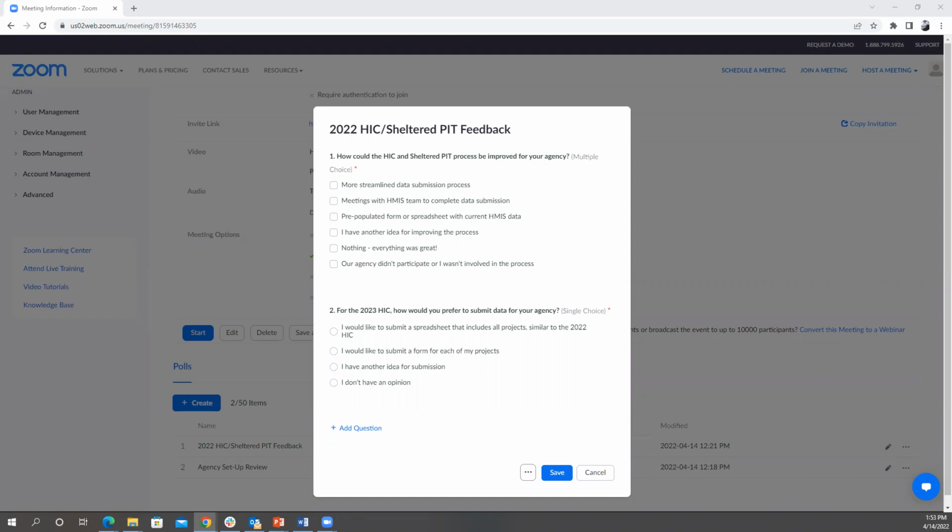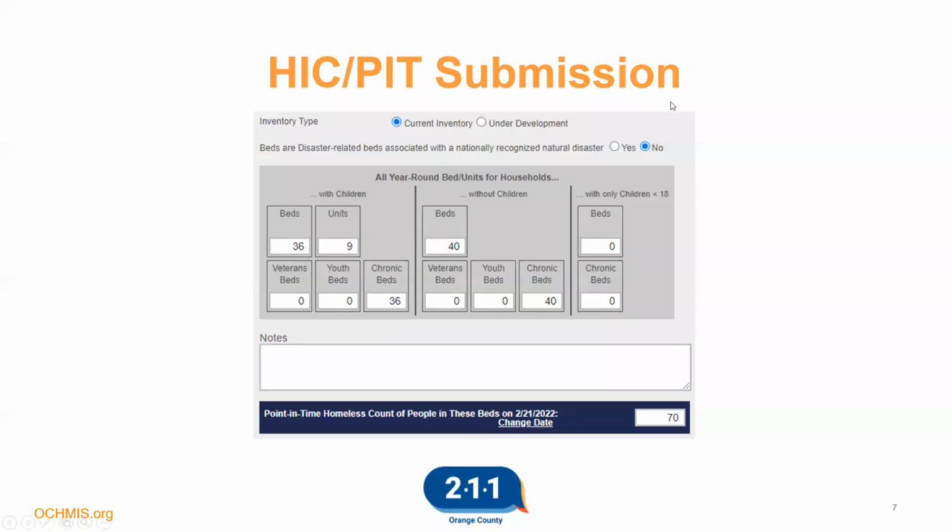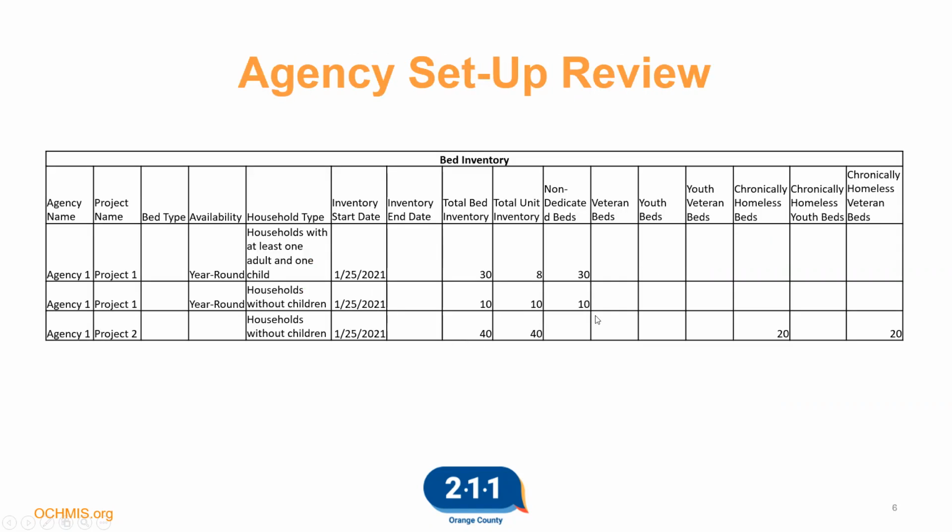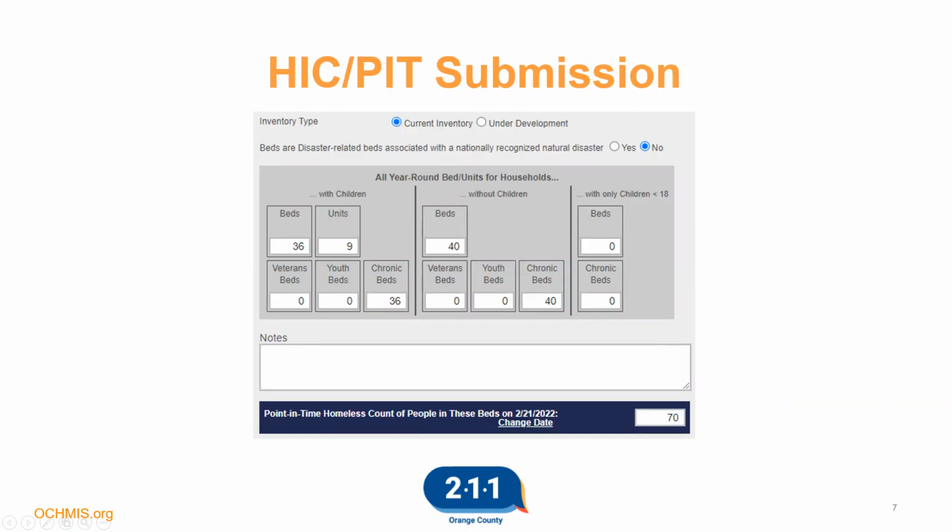Anyone else have thoughts that they want to share on the process, how we can improve the HIC and PIT for you in the future? I'll put this up again, just if anyone joined and missed it. So this is another way we can collect the HIC and PIT data. If we have a single form for a project, you could do it this way. The main concern I had with this is that if you have like 30 projects, which is the case for some agencies, I don't know if this is more tedious than having a spreadsheet like this. So that's why we wanted your feedback as well.